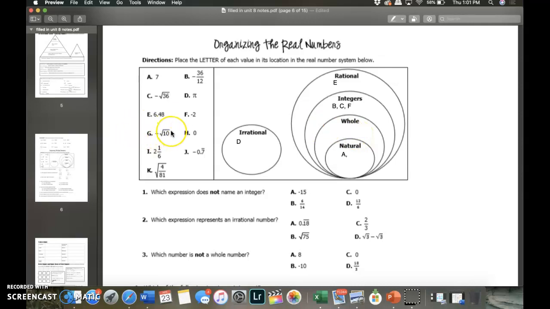The negative square root of 10. Well, is there any number multiplied by itself that's going to give me 10? No, so I can't solve for the square root of 10, regardless of that negative sign or not. So that's going to be irrational.